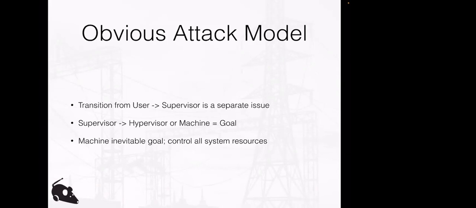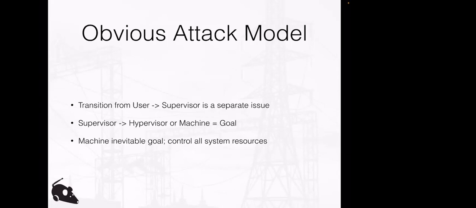And I'll talk about why more deeply in a minute, but the obvious attack model is obvious, right? We want to transition from user to supervisor. If you are attacking an application, you just want to hit userland and get a shell in userland. But if you're thinking about it architecturally, you obviously want to transition into kernel land where possible, because you're going to have the most control there.